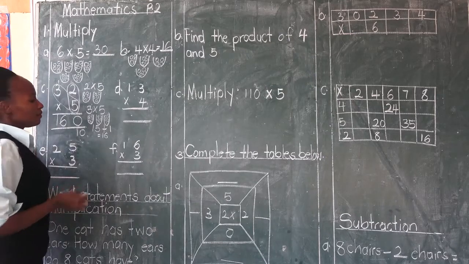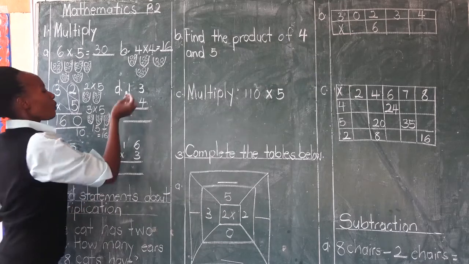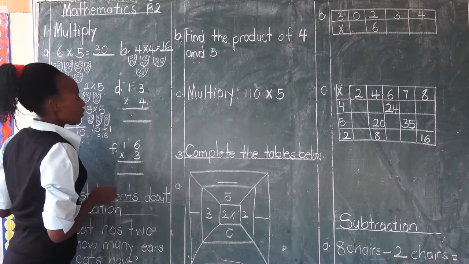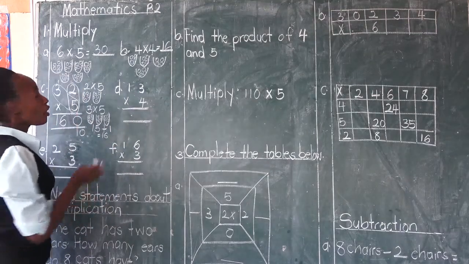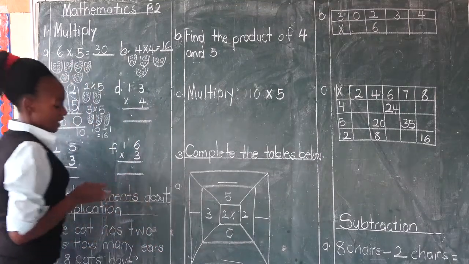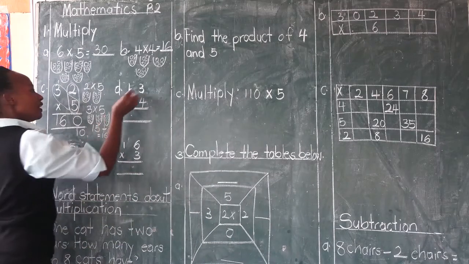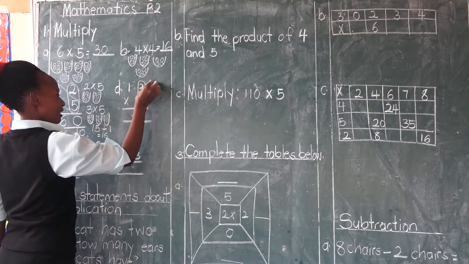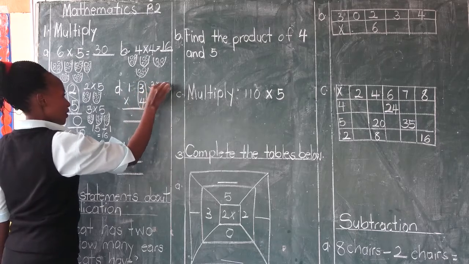Okay, let's see another number. We have here 13 times 4. Still, we start from the place value of 1s. And under 1s we have there 3 times 4. Let's put them in the sack. Okay, then we write 3 times 4.